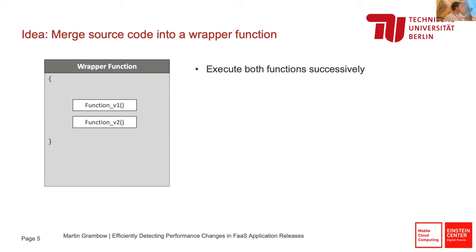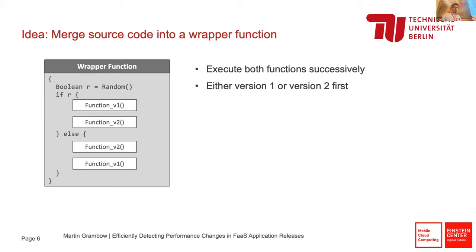We create a new function and we copy paste the source code of the first version in there and the second version directly below. So when you execute this wrapper function now, you can guarantee that both function versions are executed on the same instance. But there's a drawback, because function one now suffers from cold starts and function two would be preferred. So you throw a coin and either execute version one or two first to mitigate this.